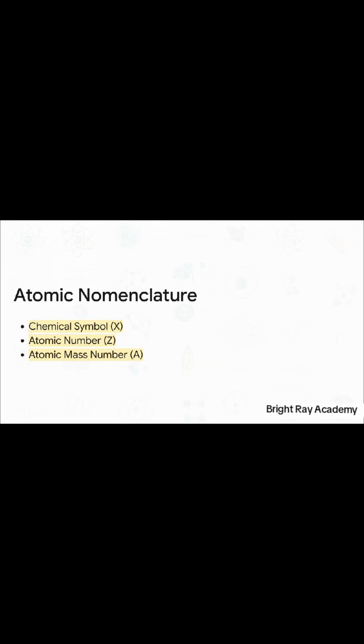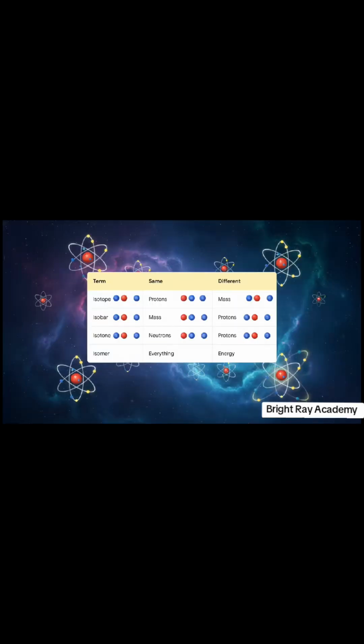Then, right above it, you have the atomic mass number, or A, which is just the total head count of protons plus neutrons. Now, these ISO terms are definitely going to pop up on your exams, so here is a fantastic little mnemonic device to help you keep them all straight.